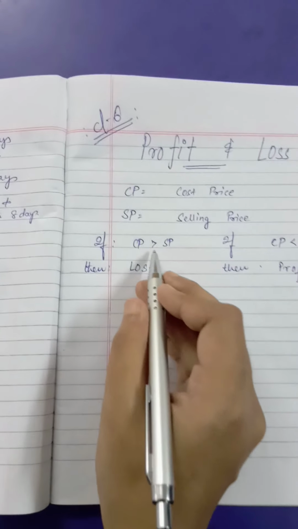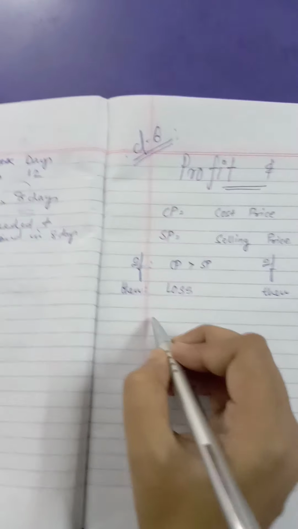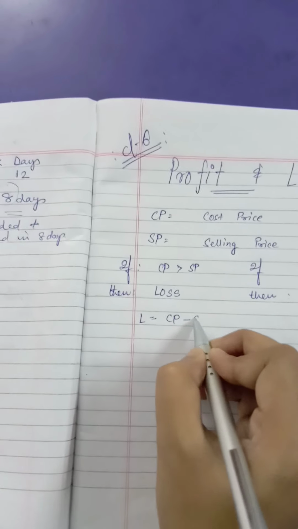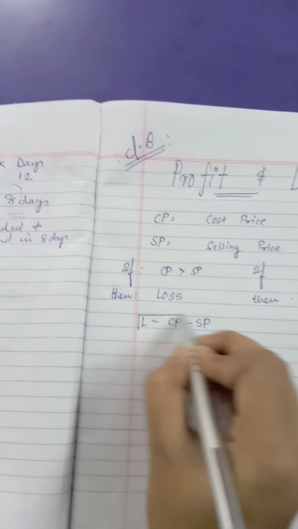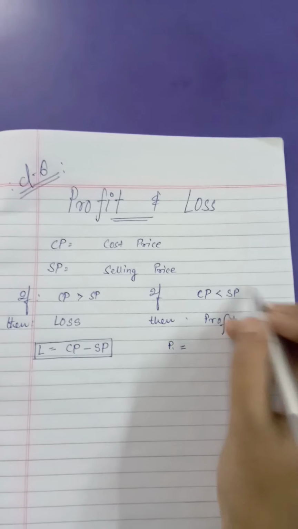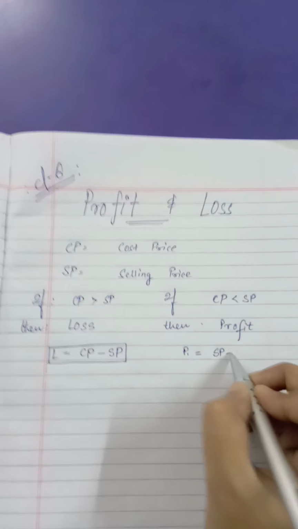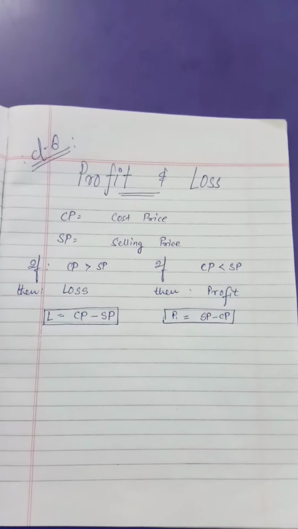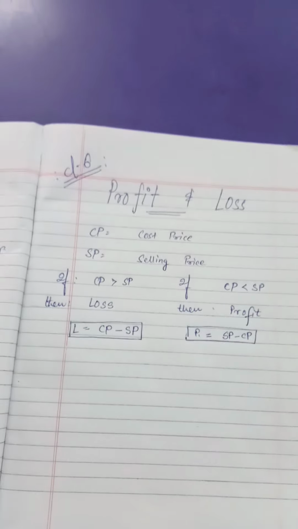So what is the formula of loss? If CP is greater than SP, the formula of loss is: loss is equal to CP minus SP. That makes one formula. What will be the formula of profit? Profit is equal to SP minus CP, because here SP is bigger. So loss is CP minus SP and profit is SP minus CP.